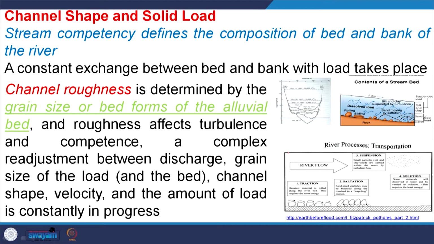So, stream competency defines the composition of the bed and bank of the river. There are two terminologies, one is stream capacity, another is stream competency. Stream capacity is the total amount of sediment a river can transport at a particular time. And stream competency is the largest size of grain, or largest size of clast, a stream can transport. So, stream competency defines the composition of the bed and bank of the river.